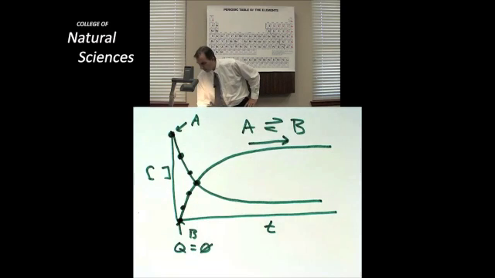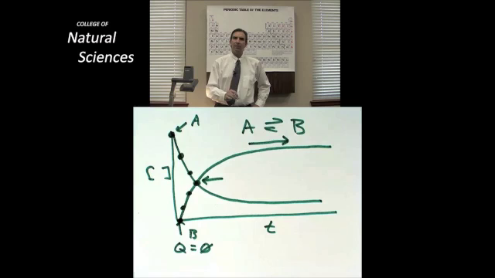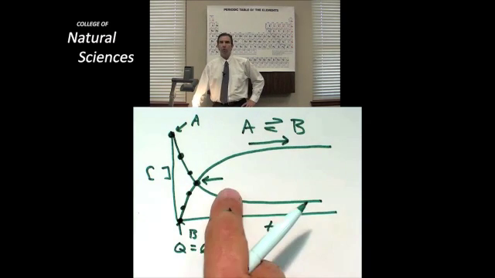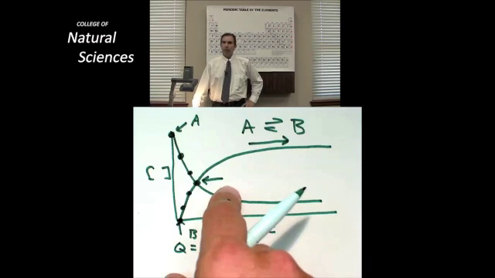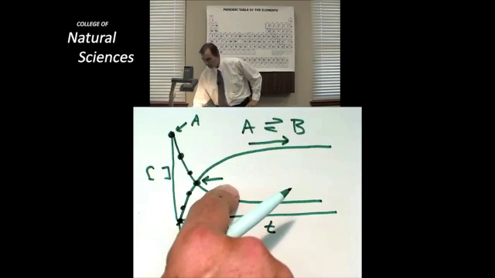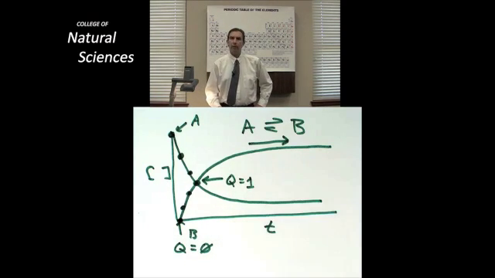At this point right here, interestingly, this is the point when the amount of A and B happen to be exactly equal to each other. And if I put them into my expression for Q, where Q is B over A, and I started with 100 A's, that would be 50-50. In other words, Q would be equal to 1 at this point. And the reaction keeps going.